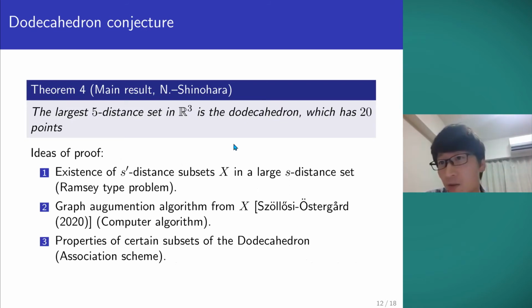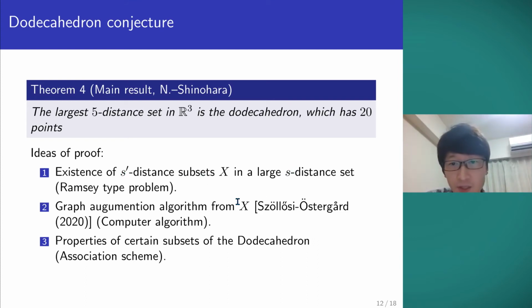So the dodecahedron conjecture, this is the main result of this talk. The largest 5-distance set in R^3 is the dodecahedron, which has 20 points. So, the idea of the proof, roughly, is here.